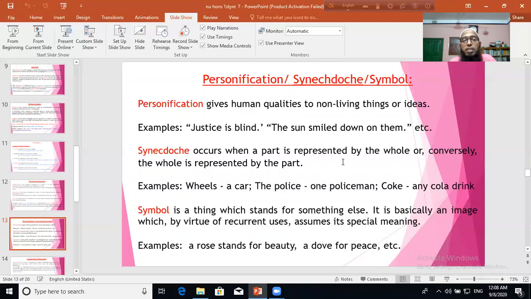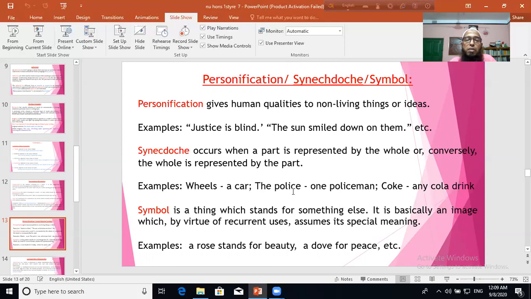Synecdoche occurs when a part is represented by the whole, or conversely, the whole is represented by the part. I mean, using a single part of a thing when we mean the whole, and sometimes by using the whole, we mean a part of that whole thing. That is the use of synecdoche. Look at these examples. Sometimes we use the word wheels to mean a car. The police to mean one policeman. We use the word Coke to mean any Coca-Cola drink. So these are examples of synecdoche.